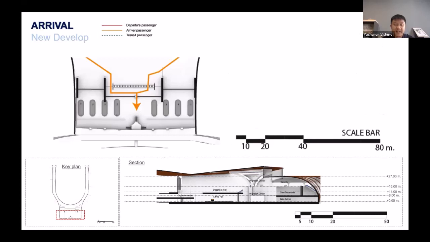And this is the arrival hall. I decided to have only one entrance because it's better for the passenger, and I separate the types of passenger, such as the passenger that needs to take luggage and the passenger that doesn't want to take luggage.